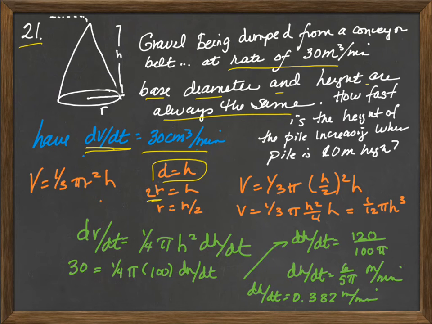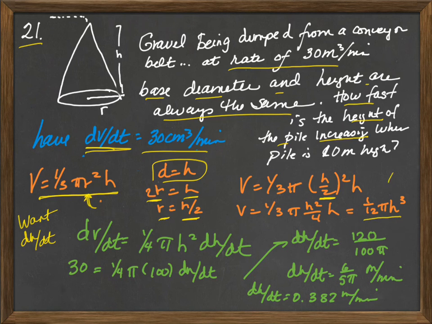Now, the diameter is 2 times the radius, so we put 2r equals h, so the radius is 1/2 the height. I did that because looking at this equation and what's asked for, it says how fast is the height of the pile increasing. So it wants dh/dt, so that means I want to replace r and not h, and have V in terms of h. So I replace r with h over 2. So V is 1/3 pi times (h over 2) squared times h, and that simplifies to 1/12 pi h cubed.